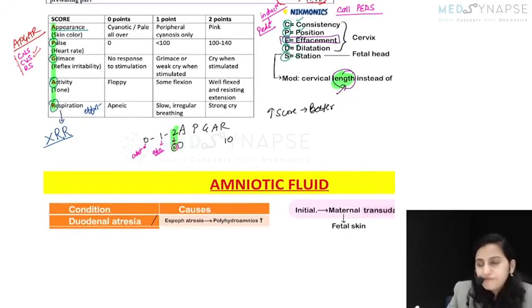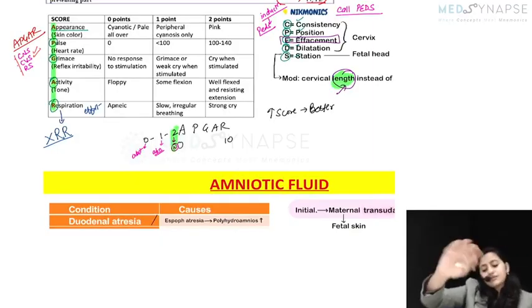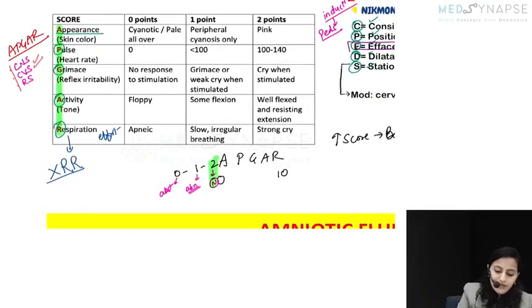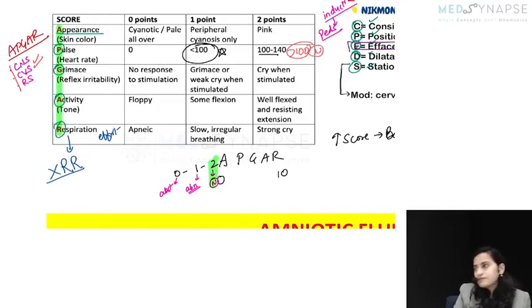What is the cutoff to say that the heart rate is normal? Should it be given a score of 2 or a score of 1? What is the cutoff for that? 100. More than 100 is normal. Right, that's why you see that in NRP, the neonatal resuscitation, when are you starting ventilation? Heart rate less than 100. So 100 is the cutoff.